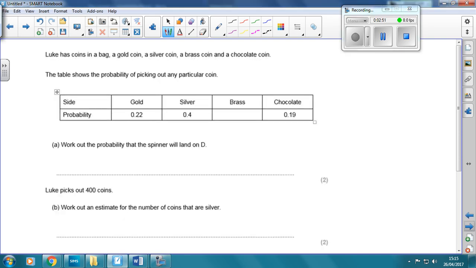Okay, so the next question is, again, very, very similar, but there's one slight change which we'll go through in a second. So now, Luke has coins in a bag with gold, silver, brass, and of course a chocolate coin. The table shows probability of picking out any particular coin, so gold is 0.22, silver is 0.4, and chocolate is 0.19. Right, I haven't written this question out properly, so we want to work out the probability that we pick a brass coin.